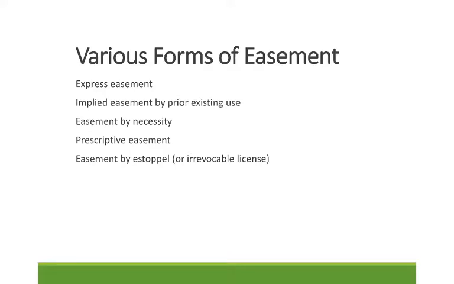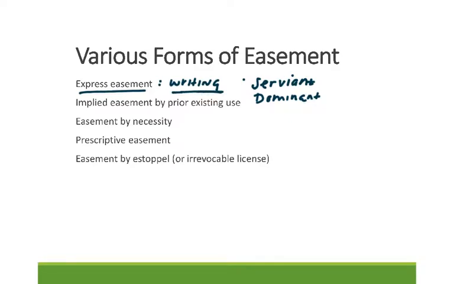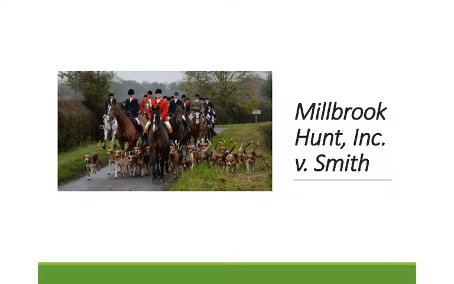So we're going to start with the express easement. An express easement is an easement that is in writing, and it is given by one landowner expressly to another. Now, the landowner that gives the easement is considered the servient landowner, and they give the easement to the dominant landowner. Now, because it is in writing, it satisfies the statute of frauds. Next, we're going to take a look at a case that introduces the express easement. The issue in this case is whether an ambiguous agreement created an express easement or a revocable license.